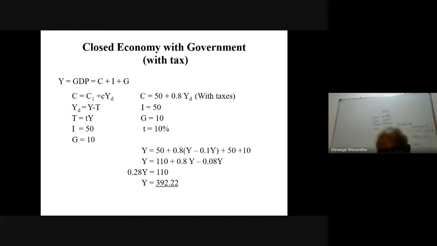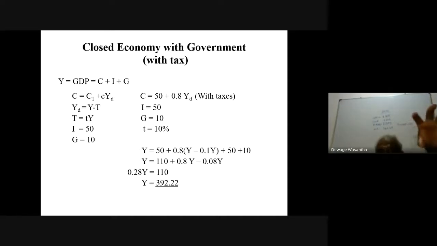Y minus T, let's assume T equals tY. Proportionally, you can say the tax rate is 10% of Y. So you have to pay 10% of your income as tax to the government. Companies also have to pay 10% of their income to the government. If you earn 50,000 rupees, 10% of 50,000 is 5,000 that goes to the government. Then what will happen to your disposable income? 50,000 minus 5,000.